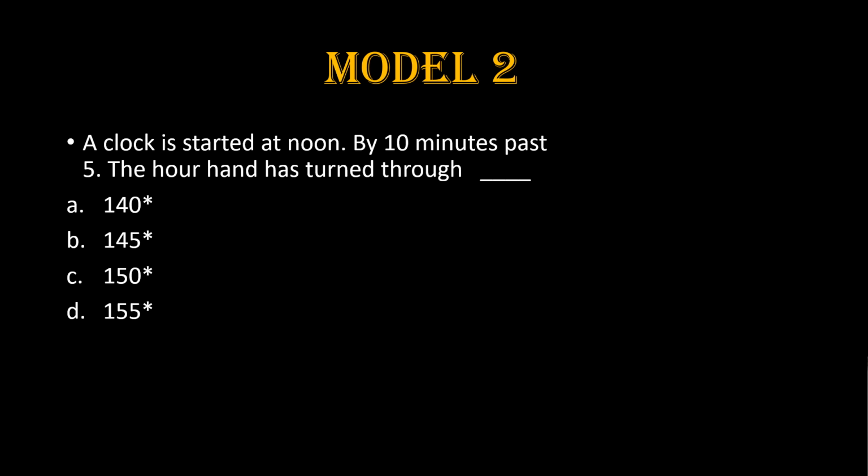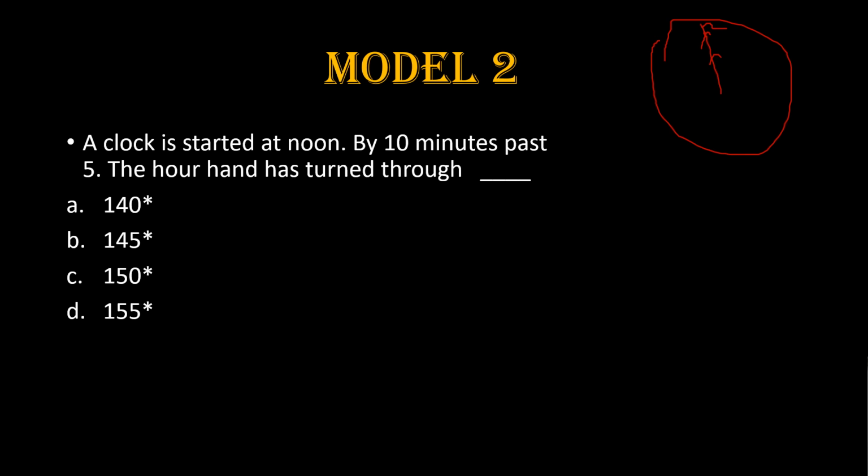And this is the second question. A clock is started at noon. By 10 minutes past 5, the hour hand has turned through how many degrees? This is the question. So the clock is started at noon. So it will be at 12, okay?